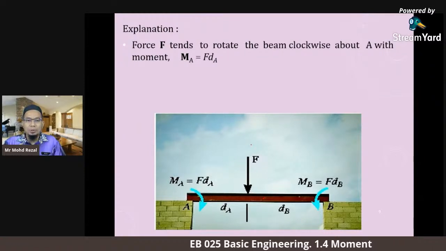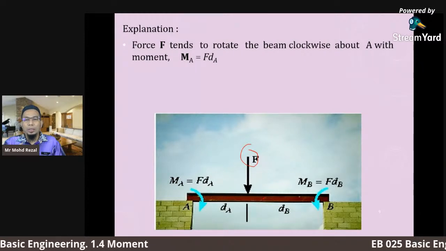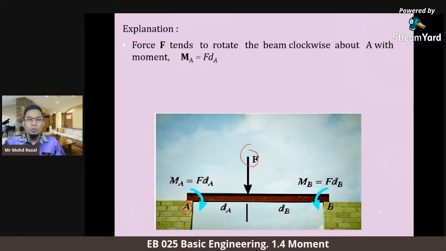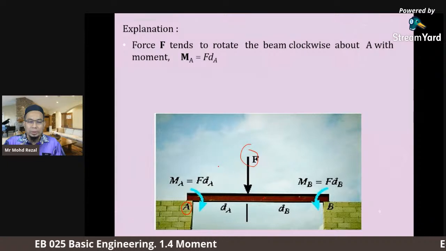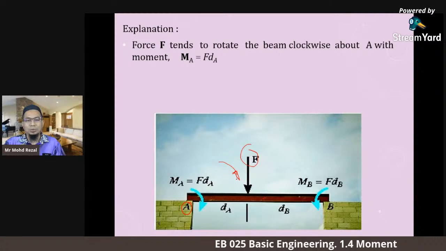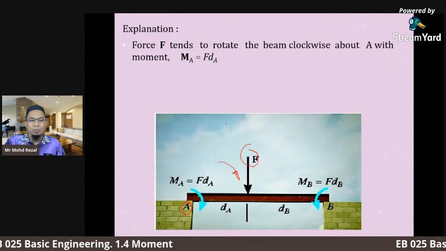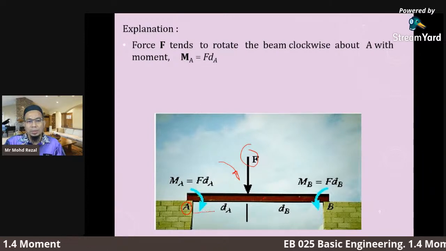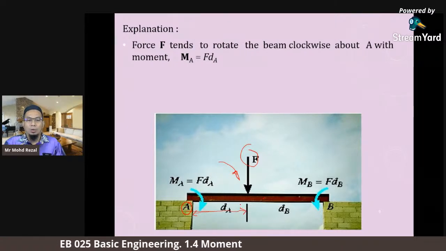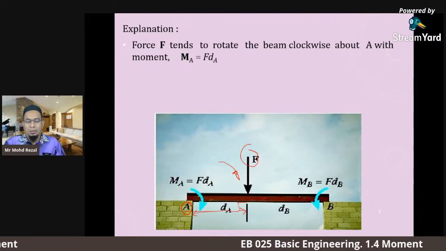So force F tends to rotate the beam clockwise about A with a moment MA. Here is point A. So force F tends to rotate clockwise with a moment MA, and we calculate force times distance. dA is from here, from A to the force. Make sure we take the perpendicular distance.